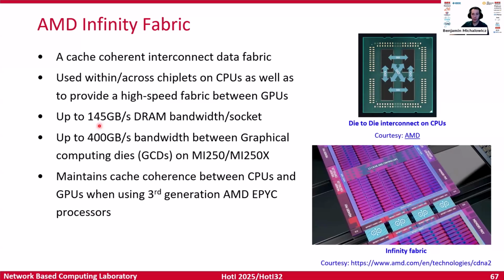Each socket, for example, at least at the publication of these articles, can get up to 145 gigabytes per second of DRAM bandwidth per individual socket, and then between two graphics compute dies, such as those on the MI250X, you can get up to 400 gigabits per second bandwidth. To put that in context, this is already in place on systems like Frontier and El Capitan, where both are massive large scale AMD systems. So this is already heavily used and heavily optimized.